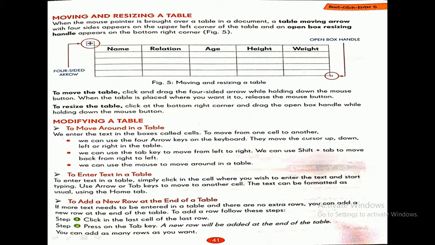Click in the last cell of the last row. Press the tab key. A new row will be added at the end of the table. You can add as many rows as you want.